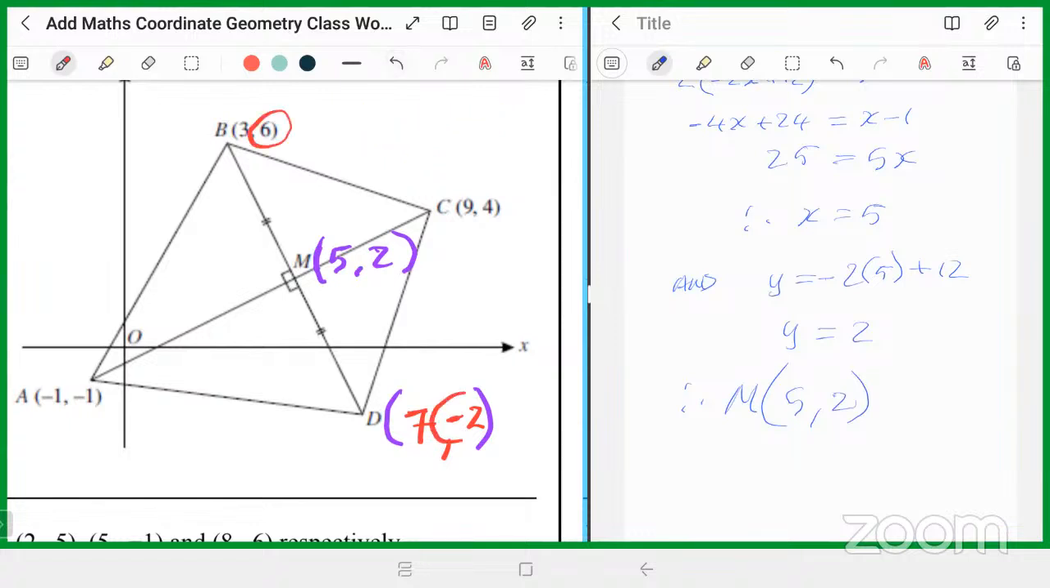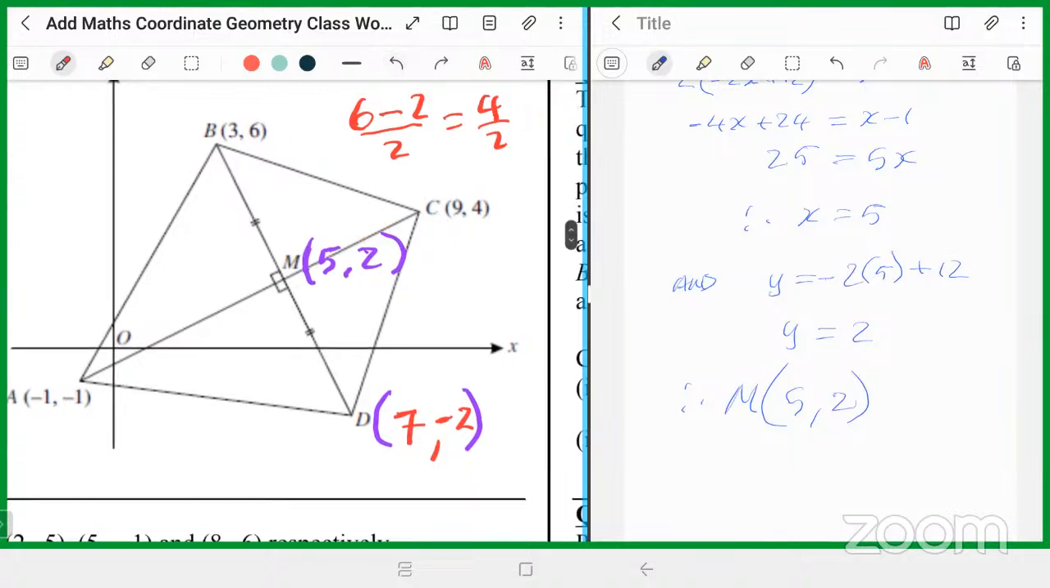6 and the -2, average them. 6 and -2 over 2, that's going to become 4 over 2, which is 2. That validates this 2. So it shows at this point D is correct. And that's the easy way to do it. All right, so that is it.